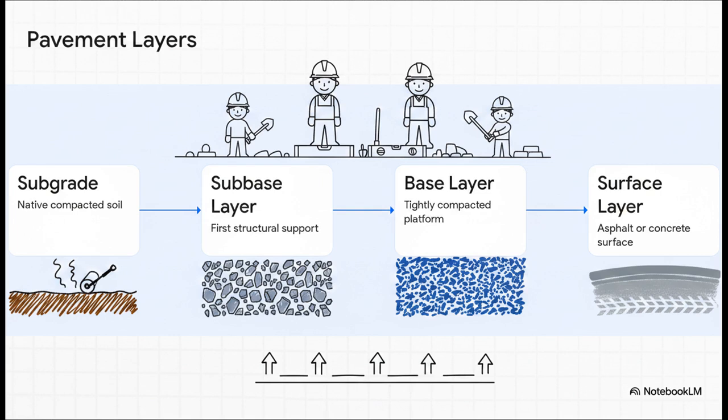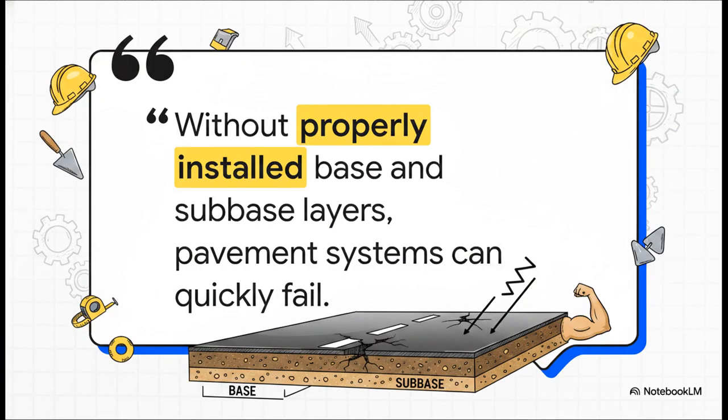Every single one of these layers has to be perfectly executed to support the weight of daily traffic. I really want to highlight a crucial point from our engineering sources here. Without properly installed base and subbase layers, pavement systems can quickly fail. It's absolutely true. While that glossy surface layer gets all the glory, those unseen foundation layers, they are the true MVPs of our infrastructure. If the layers underneath fail, well, that beautiful surface above is doomed to crack and sink.